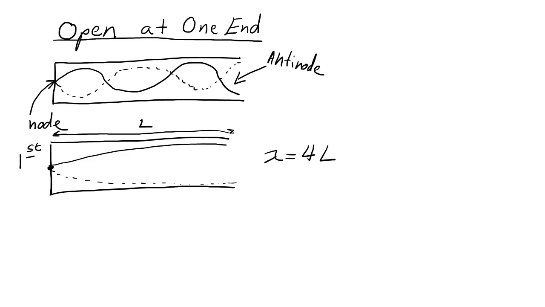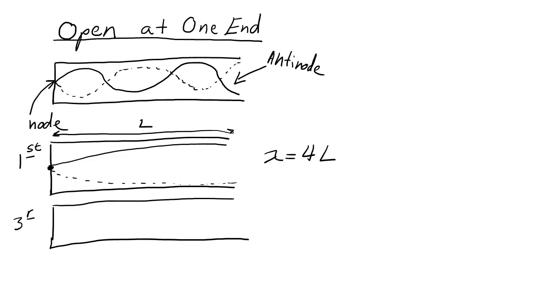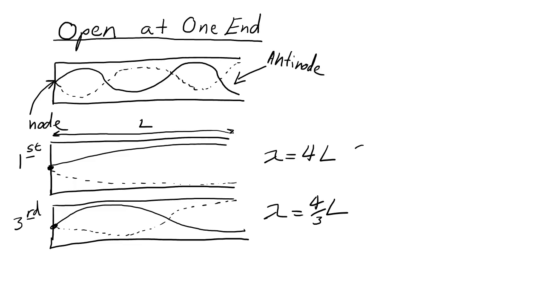So if this is my first harmonic, the next possible harmonic is the third harmonic, where I would have a node here and I would form an antinode at the open end. In this situation, the wavelength is equal to 4/3 the length of our pipe. If our frequency in the first harmonic is F1, our frequency for the third harmonic, F3, would be 3 times F1.